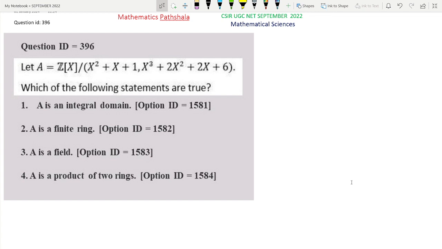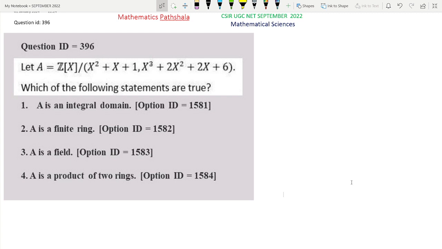This is a problem of CSIR NET September 2022 Mathematical Sciences. The question ID is 396. This is a problem of Abstract Algebra, Part C. See the question first. Let A equal a quotient ring, Z[x] by the ideal generated by these two polynomials. Then which of the following statements are true?